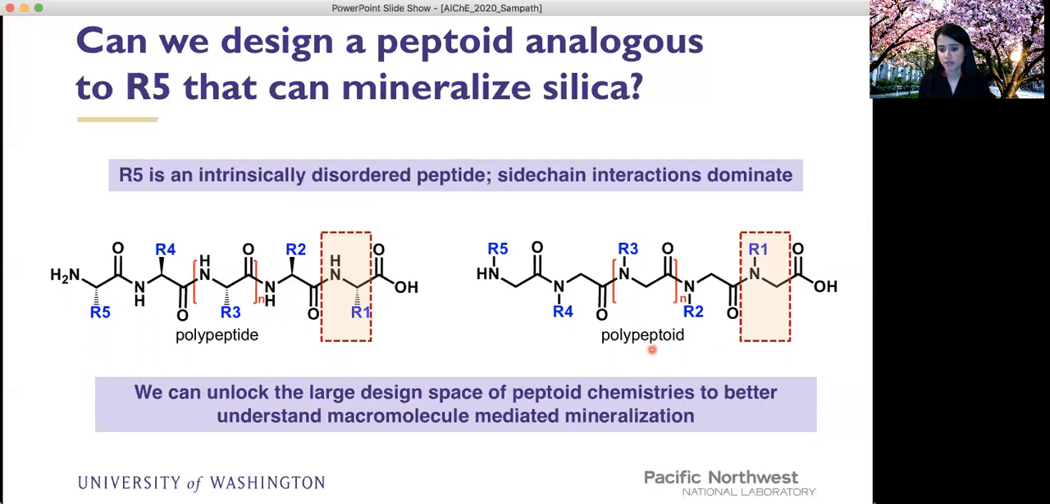And so we hypothesized that since R5 is intrinsically disordered with no secondary structure, its ability to form aggregates is dominated by side chain groups and not due to backbone interactions. And if we were to design a peptoid analogous to the R5 peptide, it should mineralize silica as well, as long as it's able to show a similar aggregate behavior.